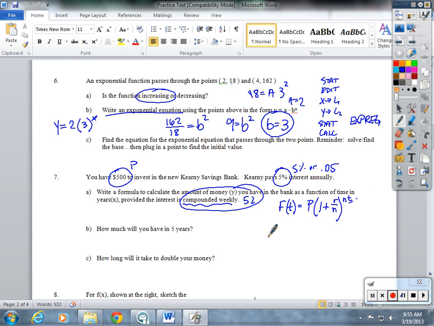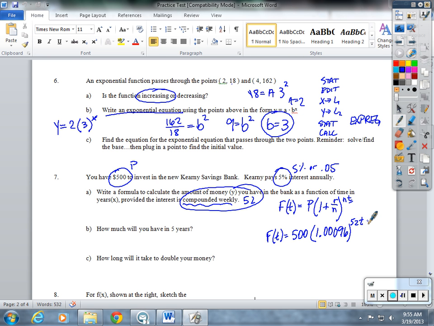Okay, so my equation would end up being, let's just say, f of t equals 500 times 1 plus 0.05 divided by 52, which is 1.00096 and so on, to the 52t.